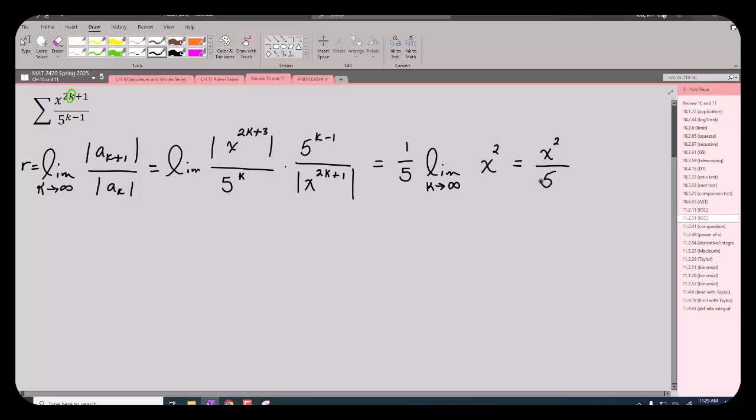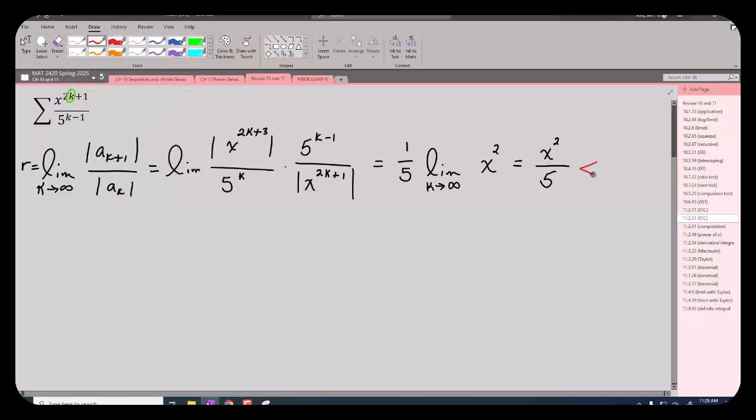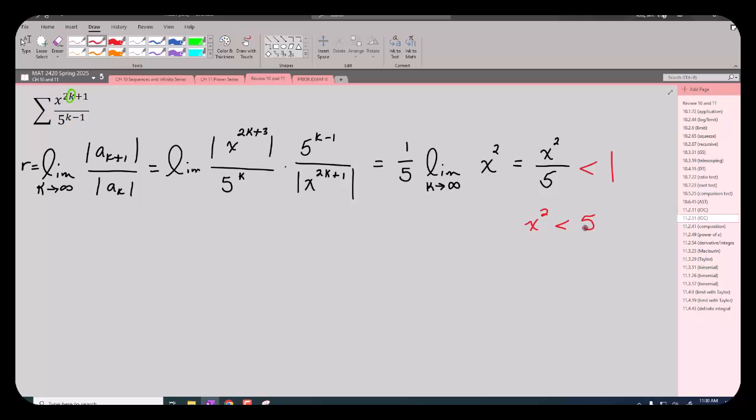That is the limit. Now anytime we do a root or a ratio test, we compare to 1. And this is what we see about a power series. Some x's are going to give us ratios less than 1, and some x's aren't. Right? So it depends on x. So this says that x squared has to be less than 5. And if you write this as a compound inequality, you would have this.